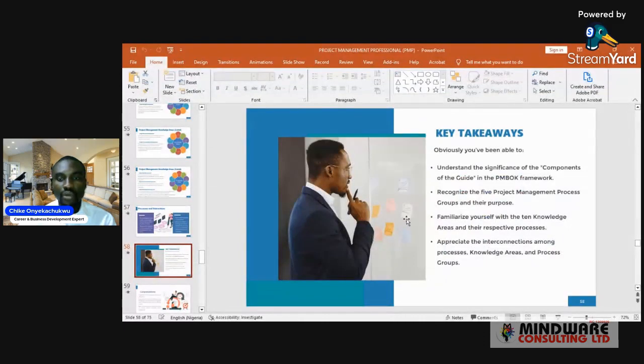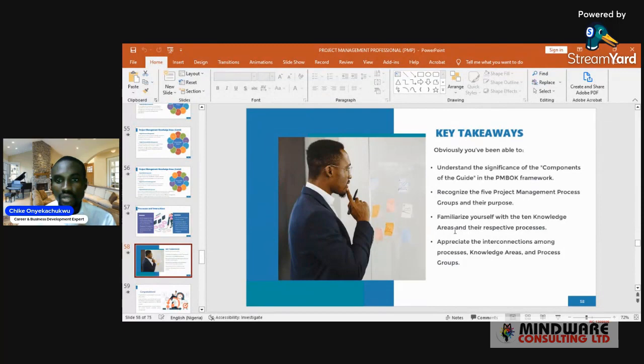Okay. All right. So what are the key takeaways from this particular section, key components of the PMBOK guide? And so far, we've seen that we'll be able to understand the significance of the components of the guide in the PMBOK framework. We'll be able to recognize the 5 project management process groups and their purposes. Remember, we talked about execution, monitoring and control, and then closing. So those are the 5 process groups that we have.